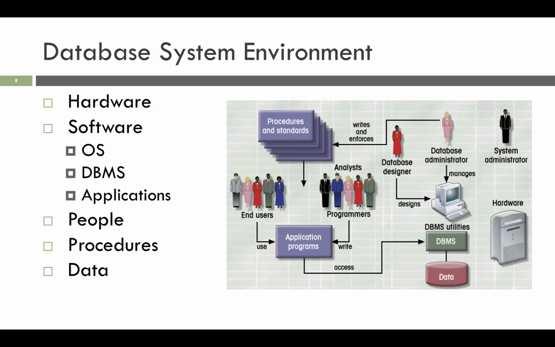Typically, the database system is divided into 5 main elements: hardware, software, people, procedures, and data. Hardware is the system's physical devices. Software includes the operating system, DBMS, application programs, and so on. People are all users of the database system. Procedures are the rules for design and usage of the database system. Data is stored information in the database.